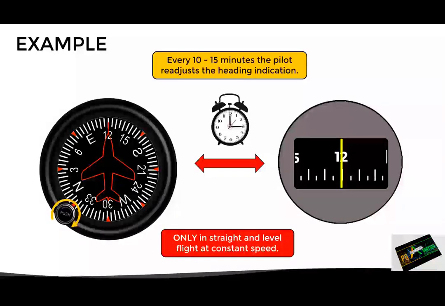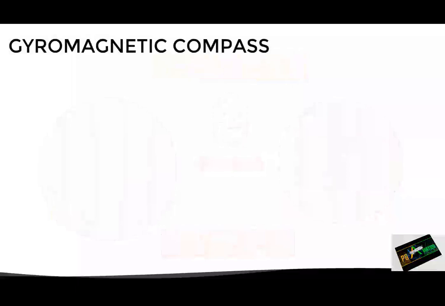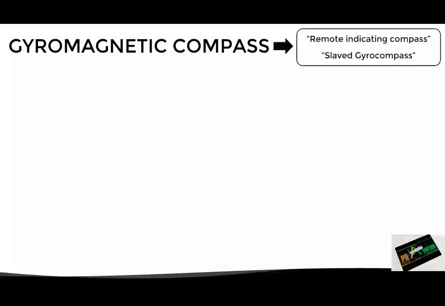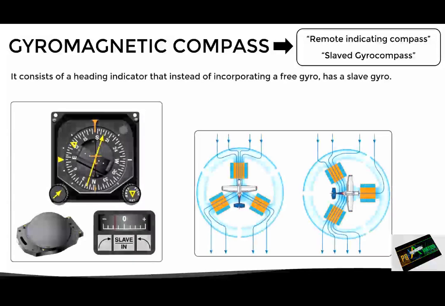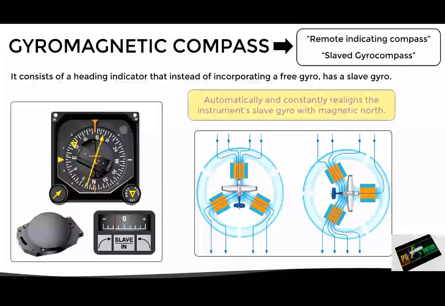Now, up to this point we have seen how a conventional heading indicator works. However, there is a variant of this instrument, known as the gyromagnetic compass, which is also known as the remote indicating compass or the slave gyro compass. Basically it consists of a heading indicator that instead of incorporating a free gyro, has a slave gyro. It uses a system of remote magnetometers to determine the direction of magnetic north, and this way it automatically and constantly realigns the instrument's slave gyro with magnetic north. But we will deal with this instrument in detail in another video.